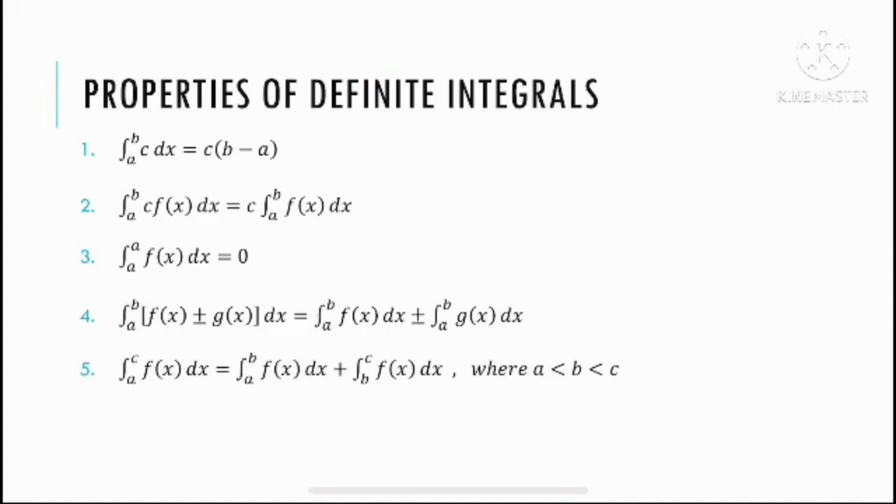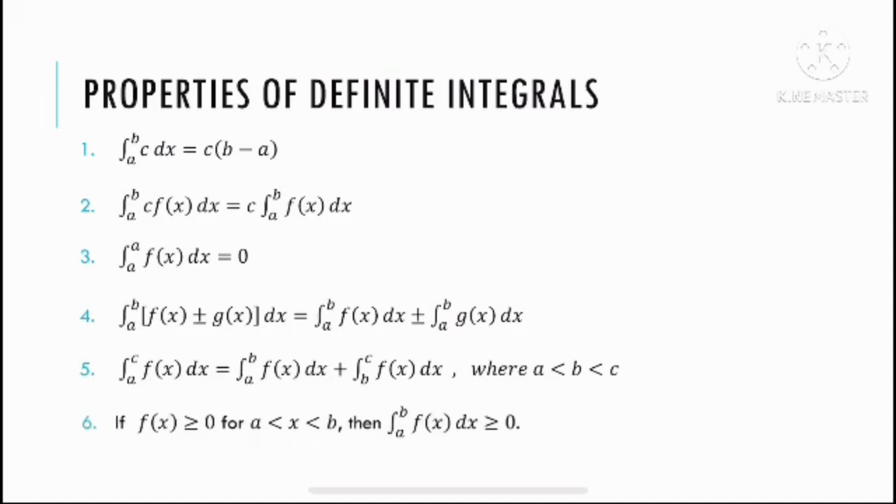Property number 5 is the integration of f(x) from a to c is equals to the integration of f(x) from a to b plus the integration of f(x) from b to c, where b is greater than a and less than c.